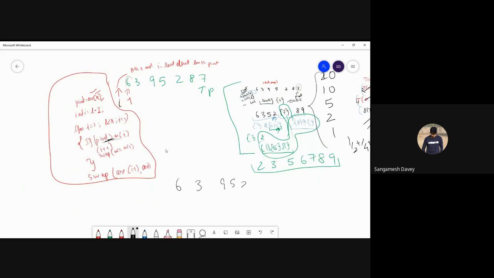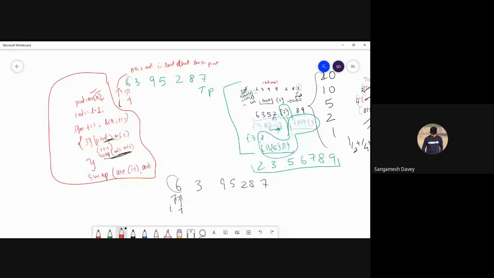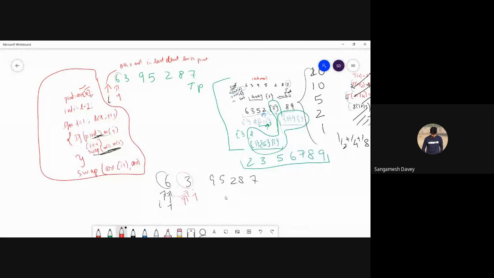Right now the array becomes 6, 3, 9, 5, 2, 8, 7. I've incremented i, and j is already here, and I'm swapping i and j, right? But here, i and j are the same element, so there's no swap happening. Next, I'll compare with 3. Again, 3 is less than pivot, so increment i, and pointing to the same element, no point in swapping. You're obviously incrementing j in every step. Now we see that this particular 9 is greater than 7, so this entire inside condition won't get executed.